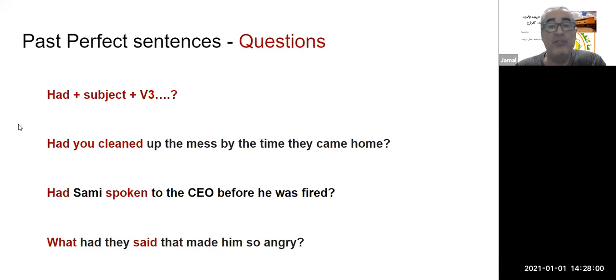Let's look at the question form. How do you form questions in the past perfect? We use had plus the subject plus verb 3, the rest of the sentence, and a question mark. Example, had you cleaned up the mess by the time they came home? This is the formula: had, you, the subject, cleaned is verb 3, and the rest of the sentence in question form.